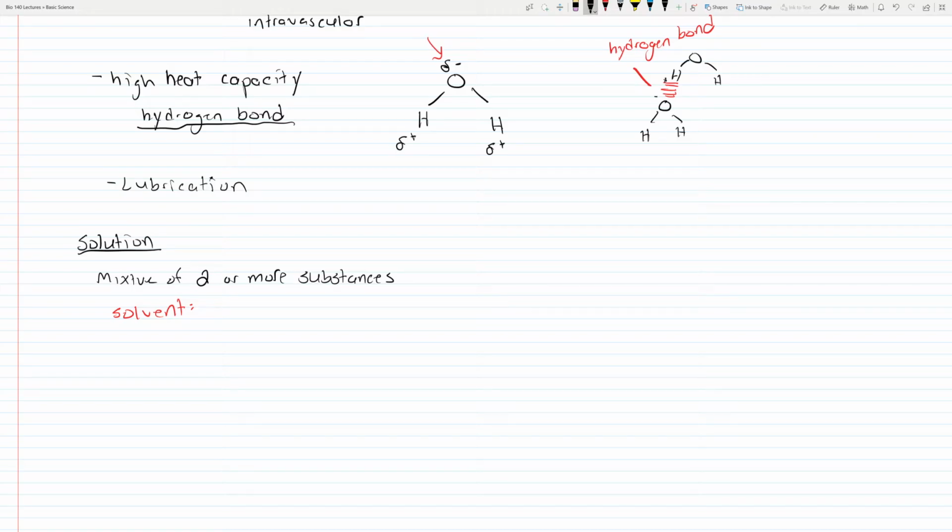And a solvent is simply the thing that dissolves, or which dissolves, however you want to say it. And then another part of the solution is the solute. The solute is the thing that is dissolved.